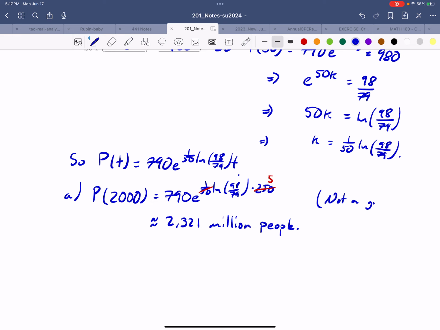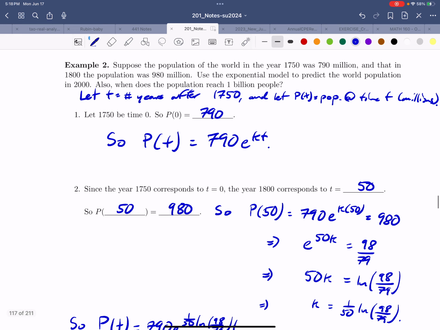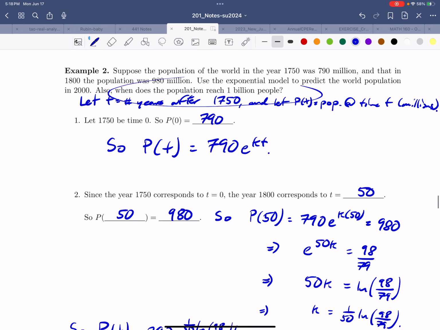Not a great or terrible estimate. Yeah, it's off by several billion. It's off by like a factor of 3 or 4. But, you know, it was taking data from 200 and 250 years ago. That's not so bad, I think. Anyway, what about the second problem? When does the population reach 1 billion?